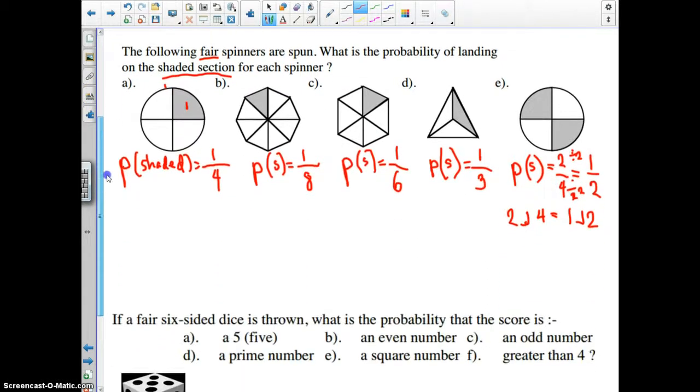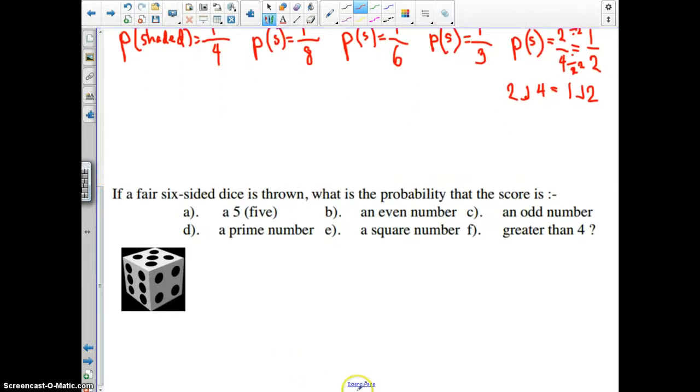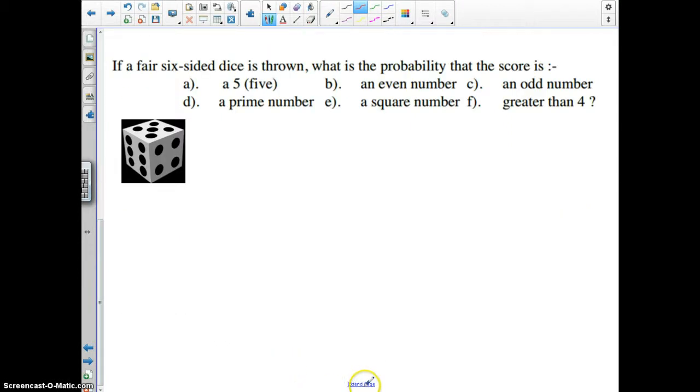Now, if we try to look at some other questions like these ones, let me just try and, there we go.